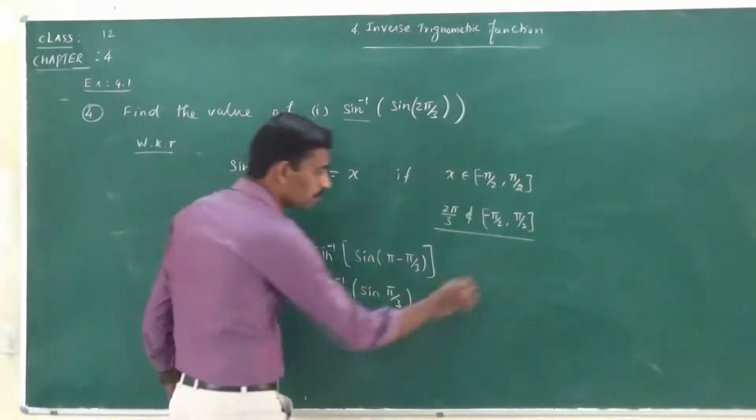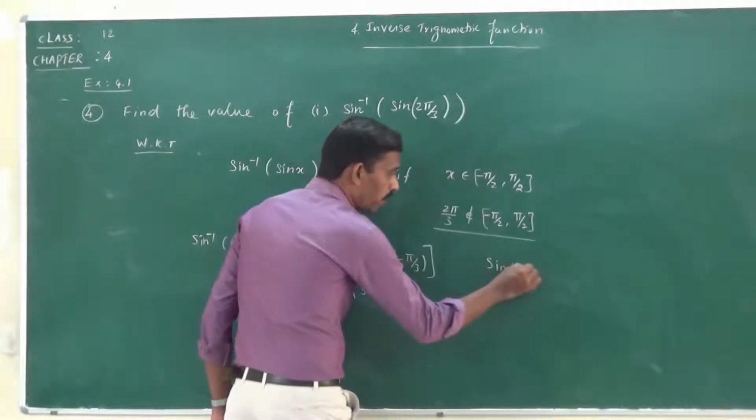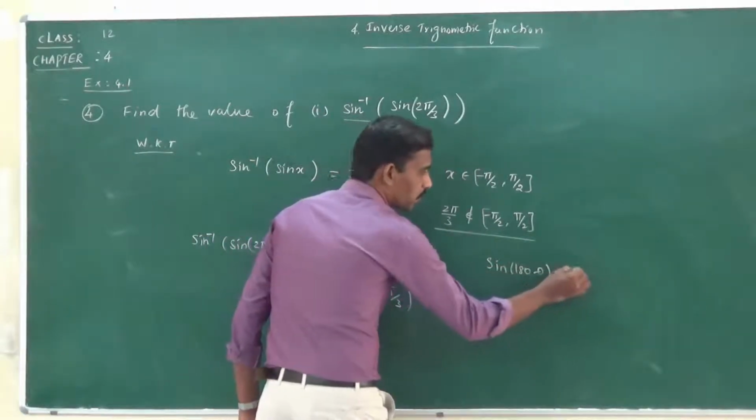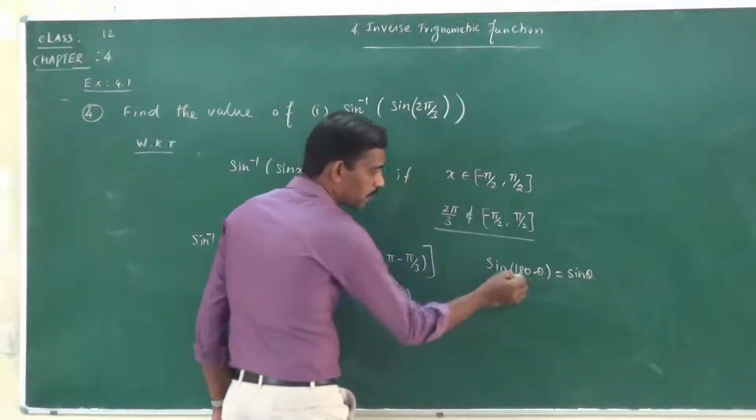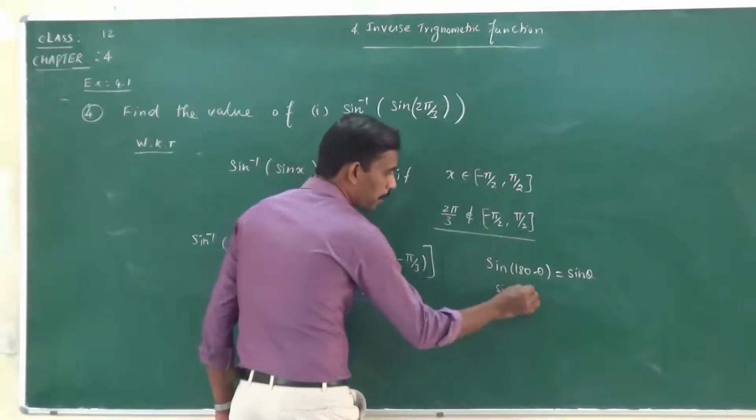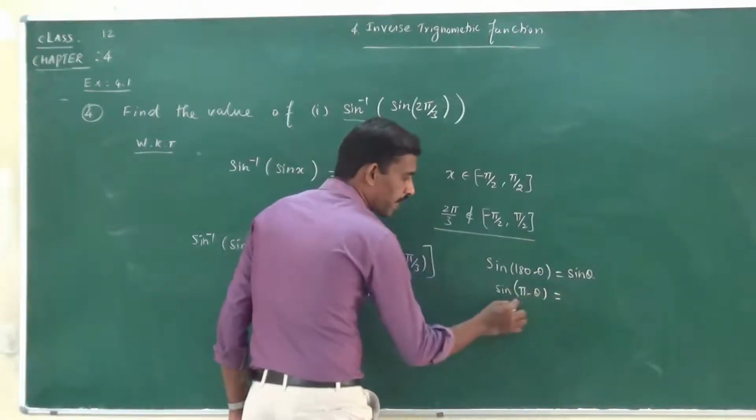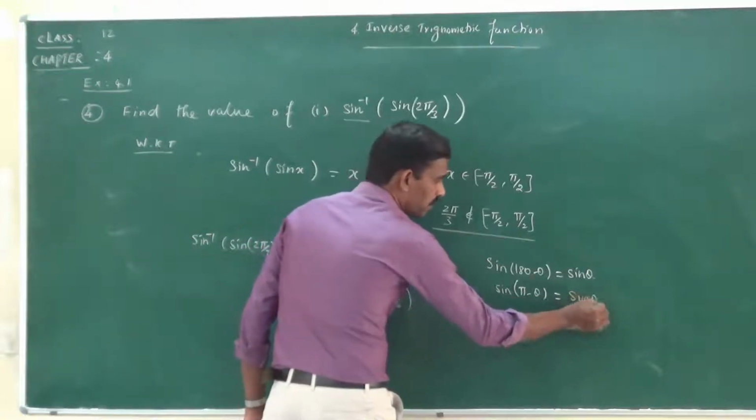Because sine of 180 minus theta is equal to sine theta. Instead of 180, we can write sine of pi minus theta also. So sine of pi minus theta is nothing but sine theta.